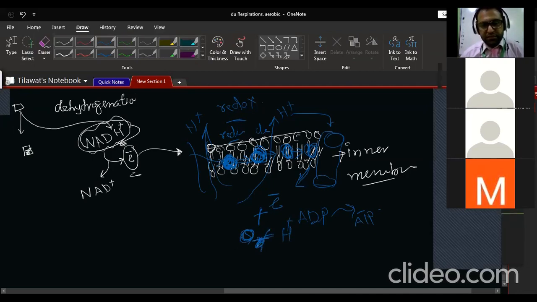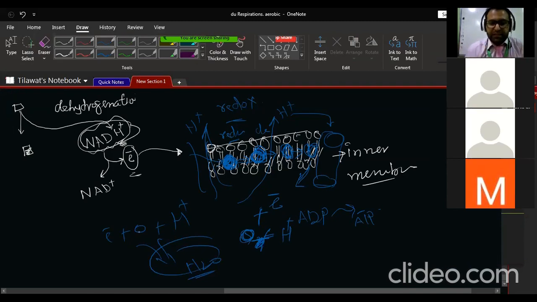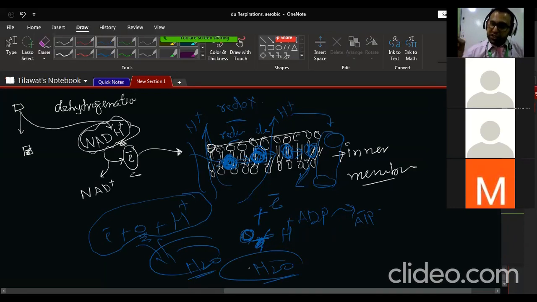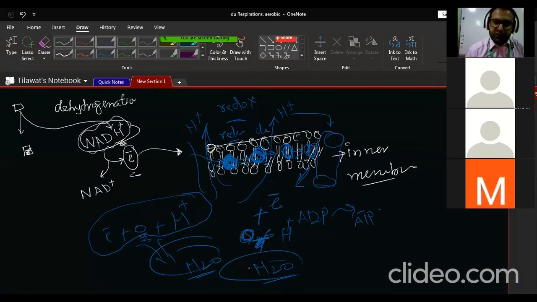So what will they form? Collectively they will form water. But I don't want to go into the mechanism of that reaction, it's not part of our syllabus. We will just know that the final electron acceptor in that case is oxygen, right? And when oxygen receives that, oxygen will also react with hydrogen ion and they will form water. So why do we need oxygen in aerobic respiration? Because oxygen acts as the final electron acceptor. I hope it is clear up to here, right? That's why, whenever you are writing the equation for respiration, you are mentioning water.